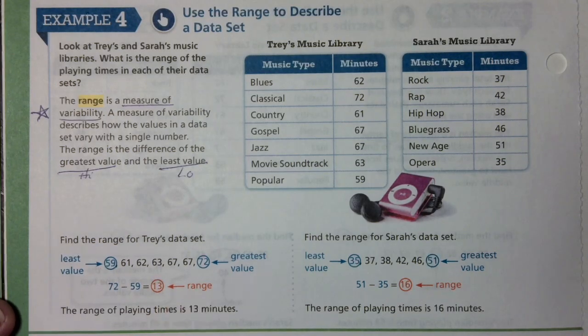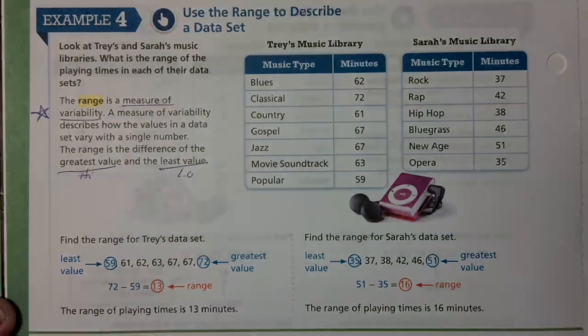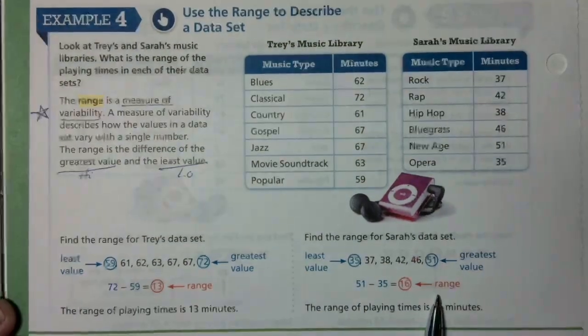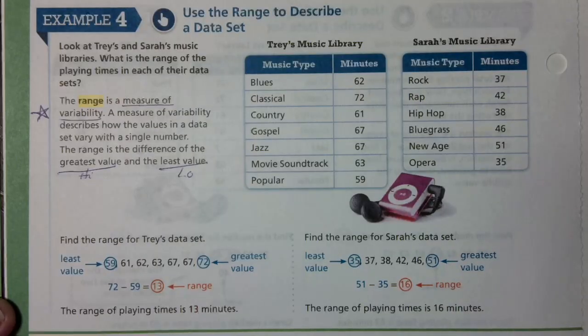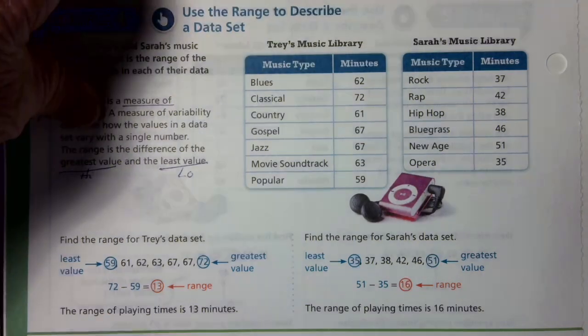So Trey's was 72 minus 59 for a range of 13. Sarah's was 51 minus 35 for a range of 16. So her range is a little larger than his range. Okay. That's easy. That's just put them in order and then subtract. That's easy.